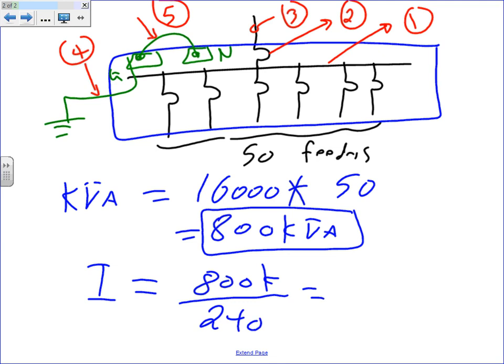Ashley, what's the amps? Anybody can help Ashley? Anybody do the math? Can anybody help me with the math, guys? I want to remind you guys, you're going to get 10 points for participation. Awesome. So, how much? What's the answer?